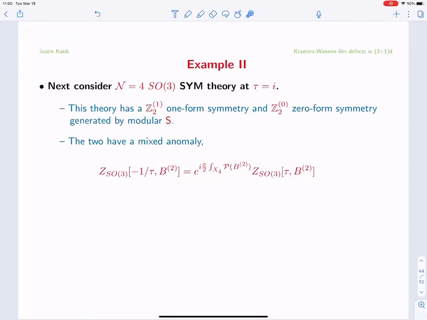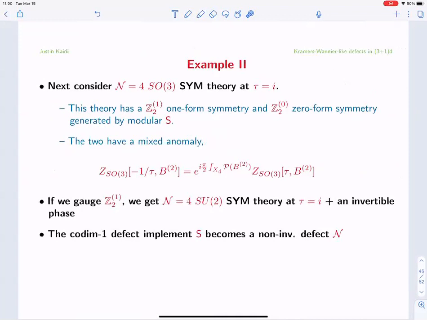But I can still detect the anomaly by just doing an S transformation here, and I'll produce some phase, which I now realize in the notation that I've been using should be just B2 cup B2. So it's an anomaly of precisely the previous type. And hence, by the general statements that we've been making thus far, if I gauge the one-form symmetry, I'll go ahead and get a non-invertible defect.